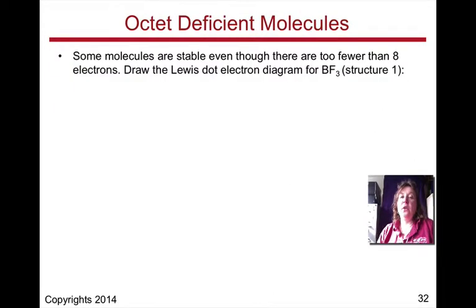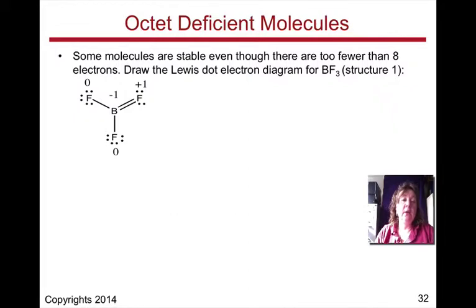There is another category of exceptions to the octet rule, and these are the octet deficient molecules. Some molecules are stable even though there are 2 fewer than 8 electrons. So let's take a look at an example. BF3. Here is a structure following the rules for BF3. We could have fluorine with a double bond, and that gives boron an octet. And then we have a -1 on boron, and fluorine is +1.